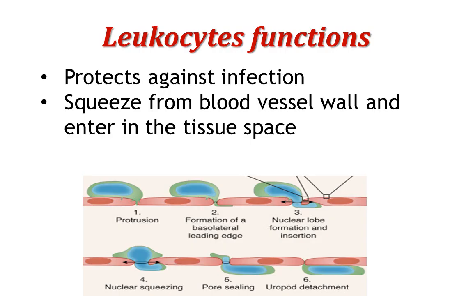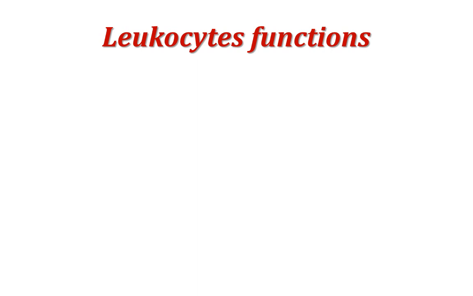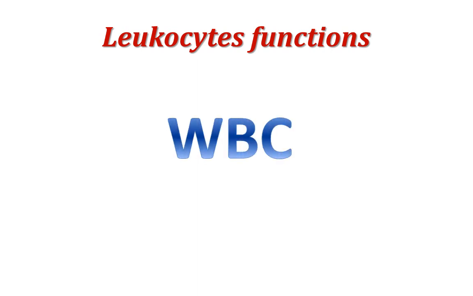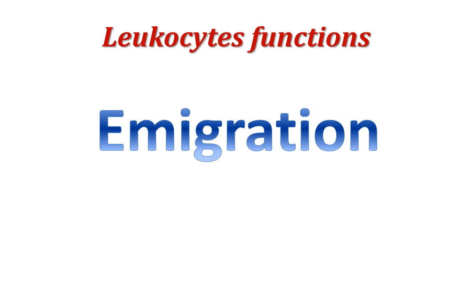The main function of leukocytes is to protect the host body from infection. WBC squeeze out from the blood vessel wall and enter the tissue space which is infected. Let's see it one by one. WBC leave the bloodstream by a process termed emigration.